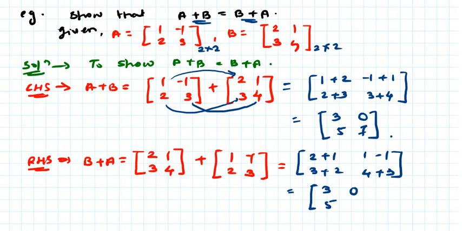So what we have shown is that LHS and RHS are both equal, and hence the proof. So we showed A plus B is equal to B plus A. Corresponding to such operations, we can find the answers for our questions.